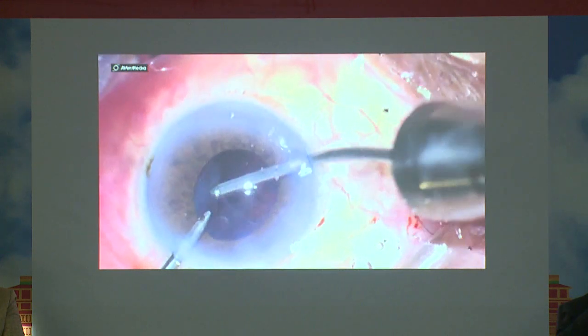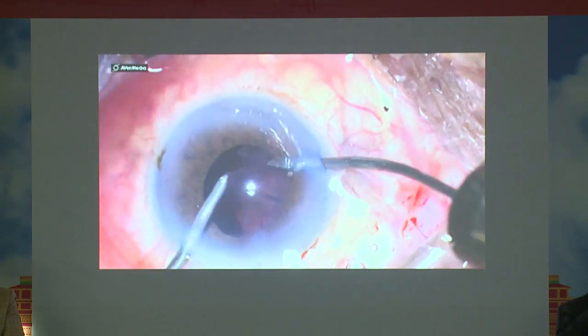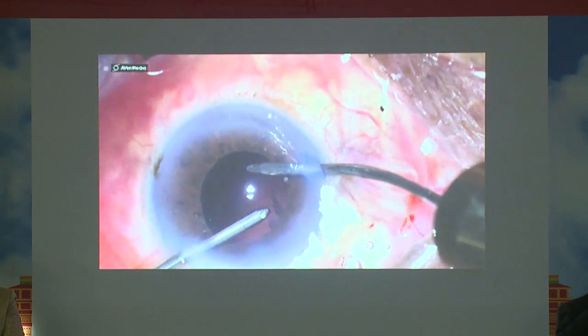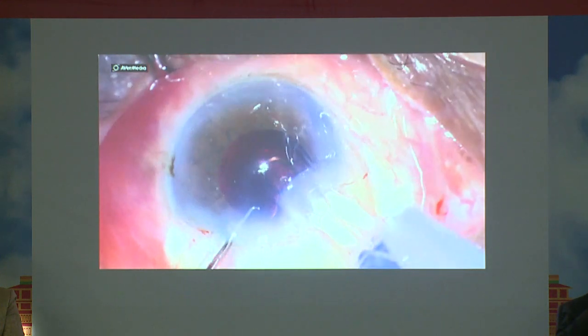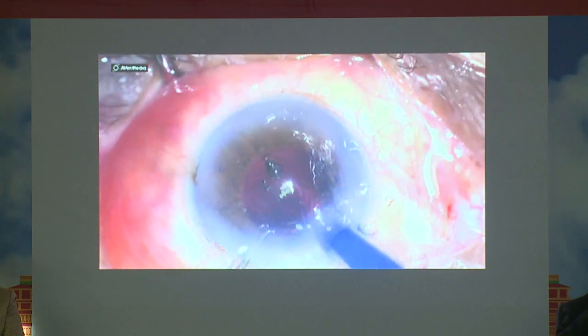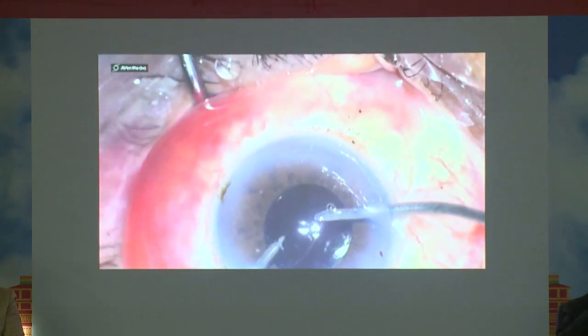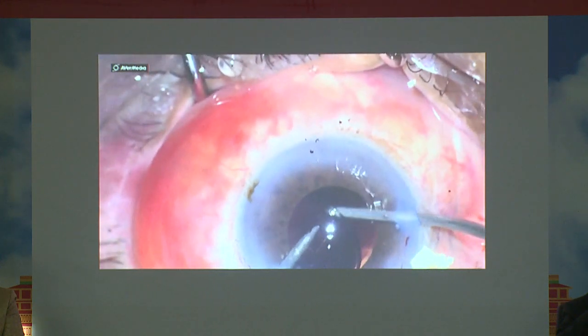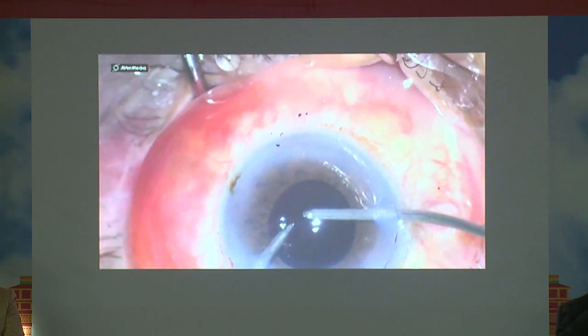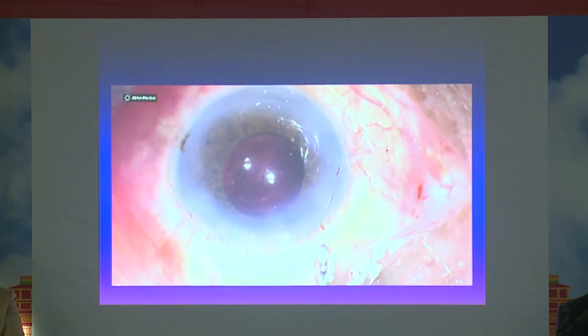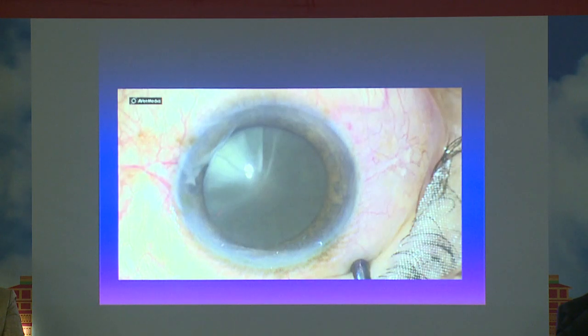Again, we are left with very little cortex, which is removed with the bimanual. And the single piece IOL is being implanted in the sulcus. And the visco should be removed from the anterior chamber as well as from the capsular bag. Yeah, I will show this last case.